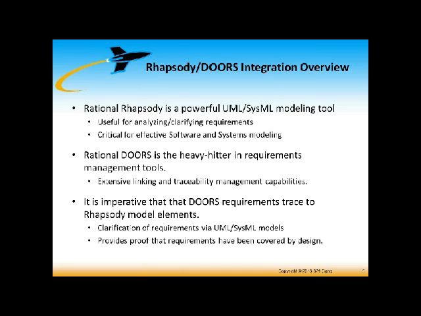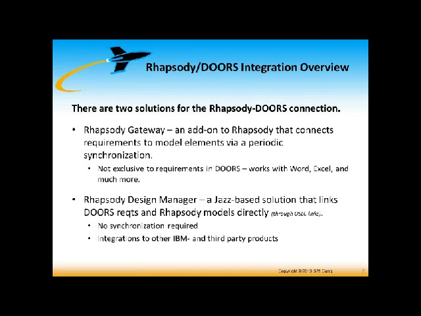The two solutions we're going to talk about today, again, Rational Rhapsody Gateway, which is an add-on to the Rhapsody product, connects Rhapsody model elements to their requirement sources, Doors being one of those possible sources. It also works with Word and Excel, and as we'll see, there's actually several other predefined things that it'll work with. You can customize it to go to really any requirement source that you need to.